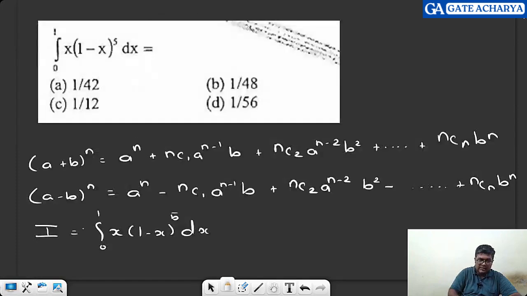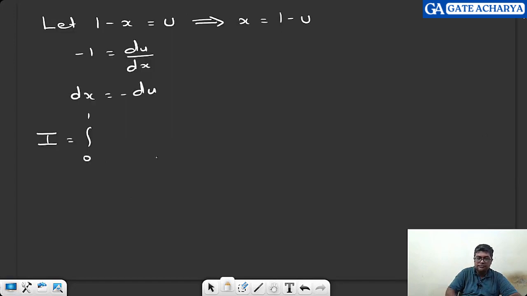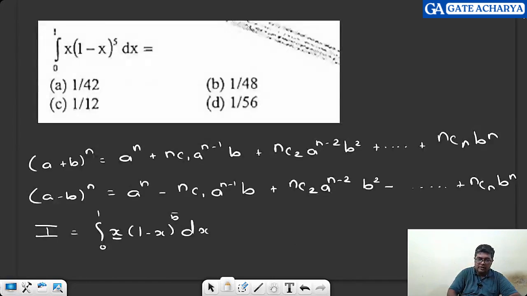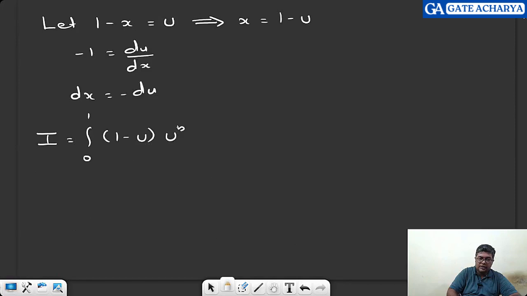Now, here there is an outside x function, right? So I have to replace this x function with 1 minus u. And the other function, that is 1 minus x, I will replace by u. That is u raised to 5 du. Not du, technically it is minus of du, right? dx should be replaced by minus of du.